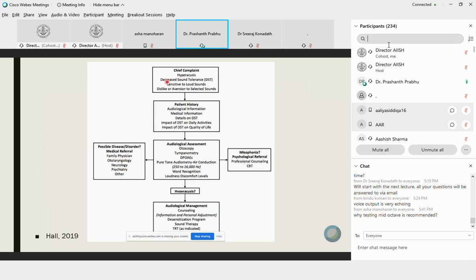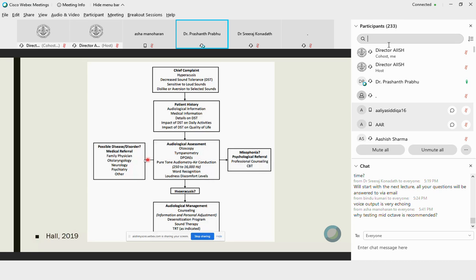Any patient with hyperacusis or decreased sound tolerance comes to me, we should take a detailed case history, audiological information, any medical information, details on which all problems he has, impact on daily life and quality of life. So use this as a baseline in your clinic on assessing any patient with hyperacusis. Audiological assessment: do otoscopy, tympanometry, DPOAEs, pure tone audiometry till 16 kilohertz, word recognition, loudness discomfort level. So these are a must. Along with that, try to do a rating scale to know the degree of hyperacusis, and also a questionnaire to know the impact on daily life.